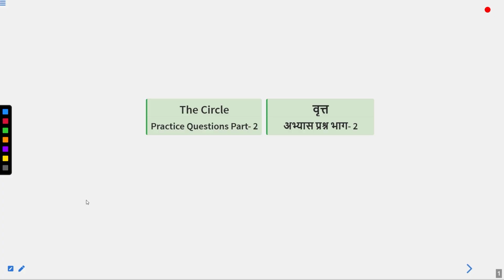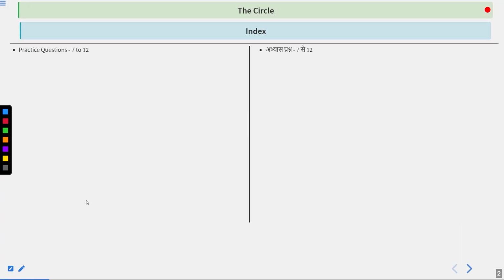In today's lecture, we will practice some more questions based on the circle. In today's class, we will start from question number 7 and we will discuss till question number 12.